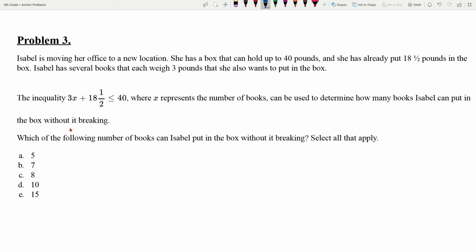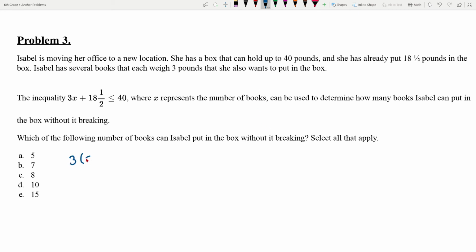Isabel is moving her office to a new location. She has a box that can hold up to 40 pounds, and she's already put 18.5 pounds in the box. Isabel has several books that each weigh 3 pounds that she also wants to put in the box. The inequality 3x plus 18.5 is less than or equal to 40, where x represents the number of books, can be used to determine how many books Isabel can put in the box without breaking. Which of the following number of books can Isabel put in the box without it breaking? Select all that apply. Let's start just by putting in numbers, I guess.